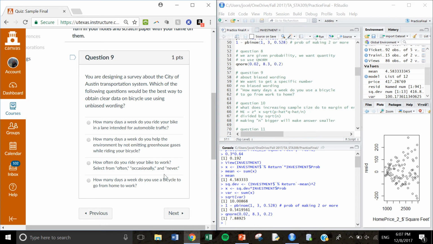So that leaves us with D. How many days a week do you use a bicycle to go from home to work? Not biased, and it gives us the specific days a week.